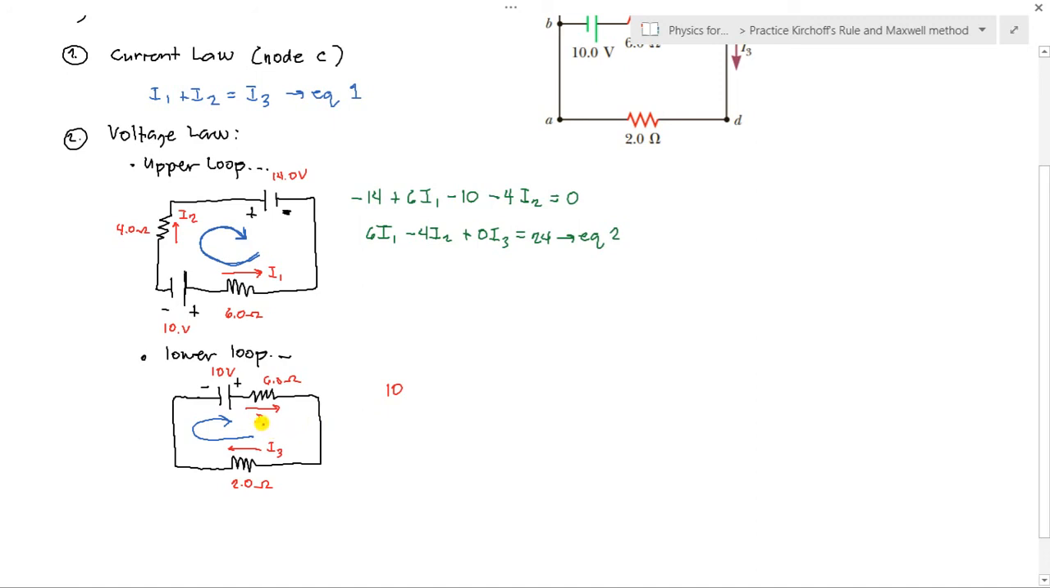Then since the direction of I1 at the 6 ohm resistor is along our assumed direction of current in the blue loop, they are the same. Therefore, we have a voltage drop there. So minus 6 I1. Then the direction of I3 also matches the direction of our assumed current in the blue loop. So therefore, another voltage drop. So right, minus 2 times I3, nothing else, equals 0.